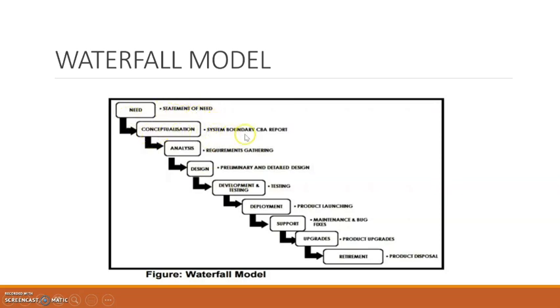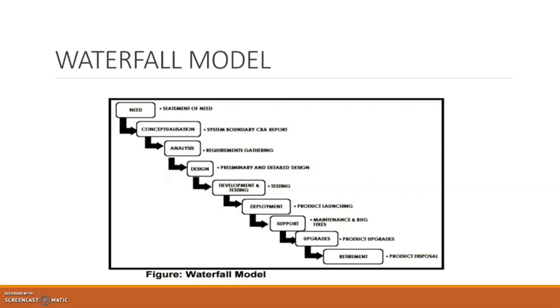For conceptualization, system boundary report. Then analysis, requirements gathering. Then design, preliminary and detailed design. So for every phase or every stage, there is an output, and the output is marked along with it. Okay, so feedback is available after every stage.